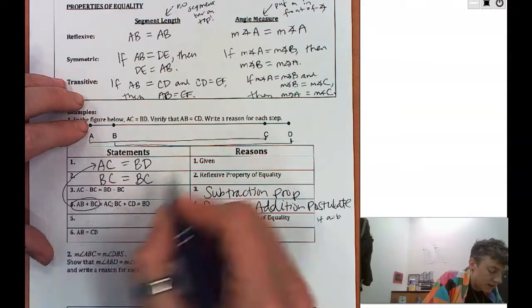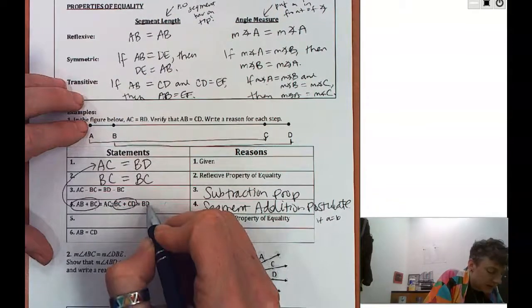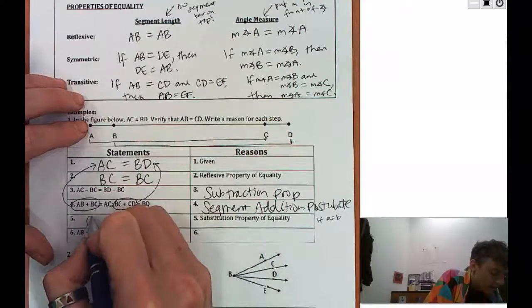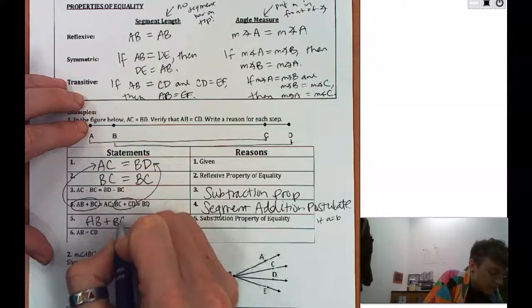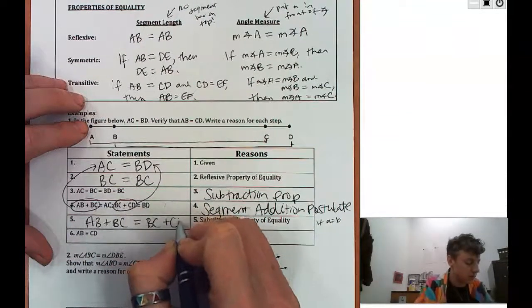And similarly, BD equals BC plus CD. I'll take that expression, since it equals BD, and plug it in for that BD here. And we have AB plus BC now equals BC plus CD. So we did a double substitution.